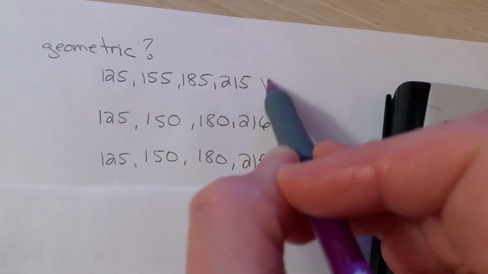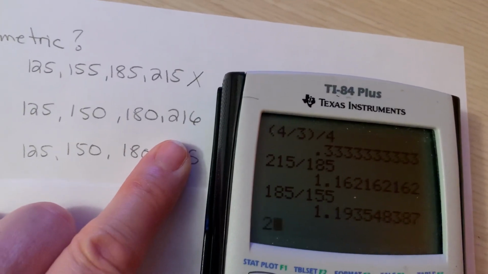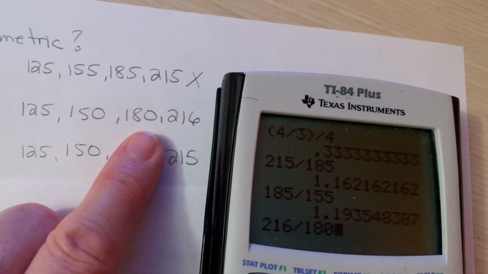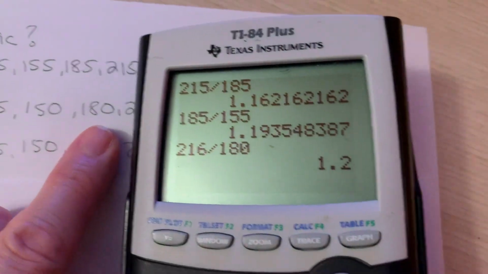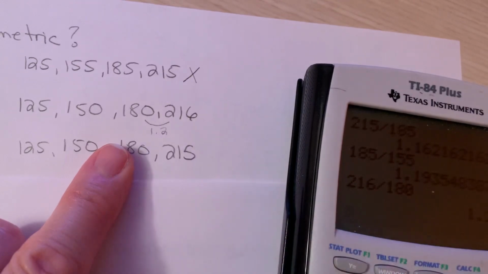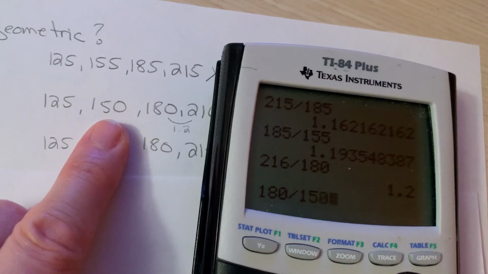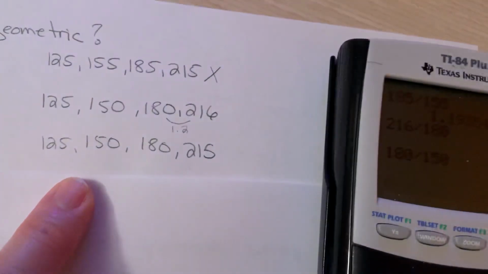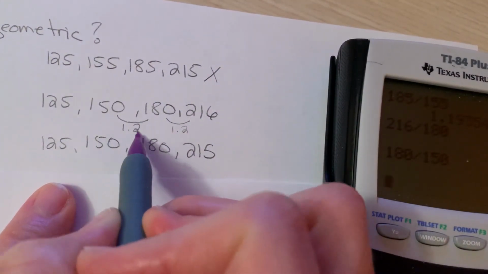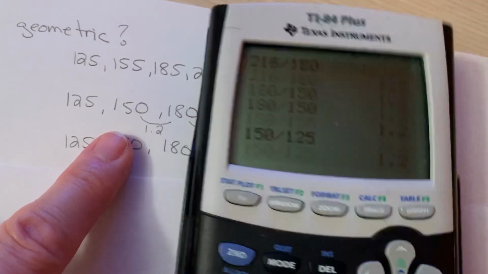So right away, I know that that's not geometric. So let's try this one. 216 divided by 180 is 1.2. So that means to go from here to here, I multiplied by 1.2. So let's try 180 divided by 150. I get 1.2 again. So this is looking geometric. Let's check the last one just to be sure. 150 divided by 125. Yes, 1.2.